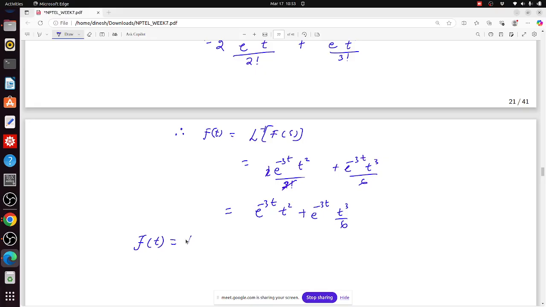In the place of t we can substitute 1. We will get, after substitution, 7 by 6 e to the power minus 3. So we can check which one is correct. So option number C is correct here.